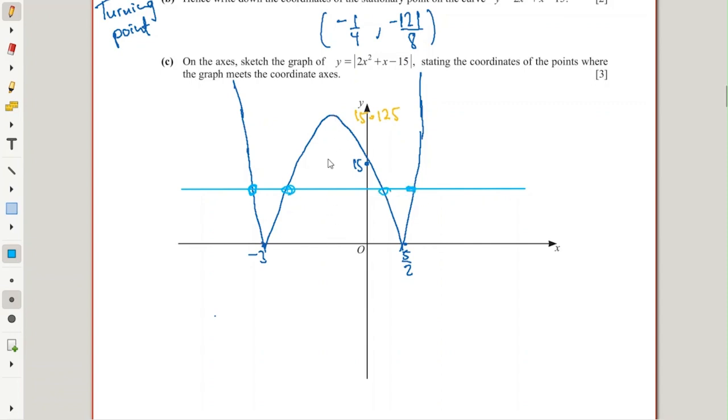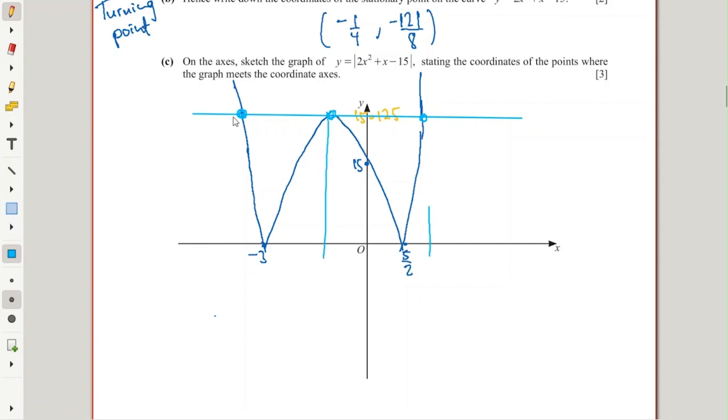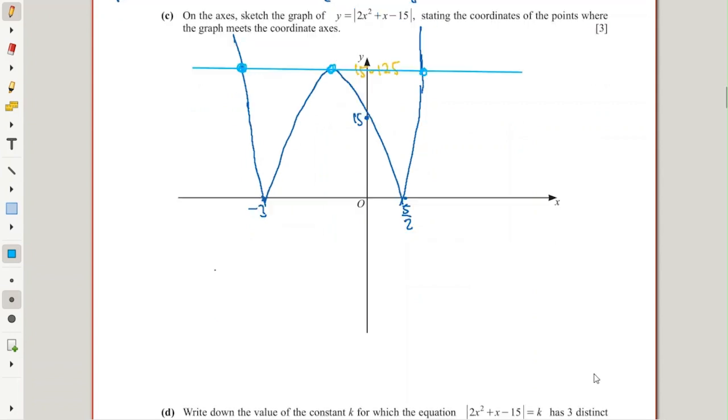That's when it's between the y coordinate of the turning point and zero. So it's not this point. What about here? Okay, so here it has three solutions. It's going to have three x values. If you map them, you see that it's going to have three x values. It has three different roots, three distinct roots.